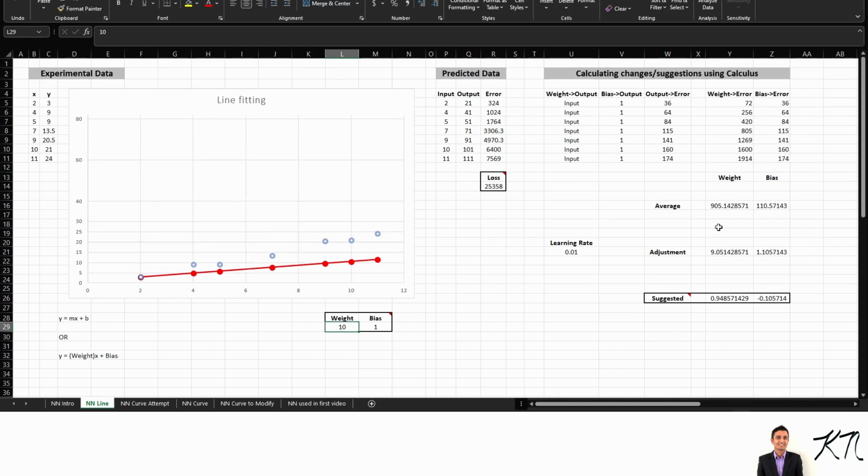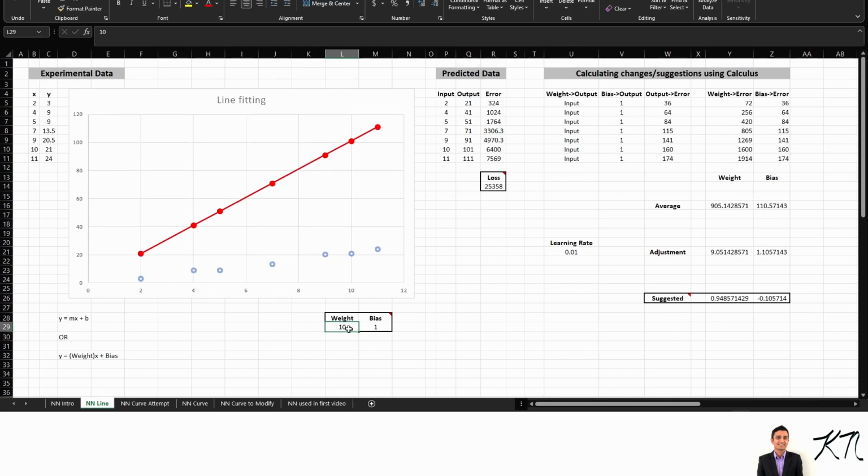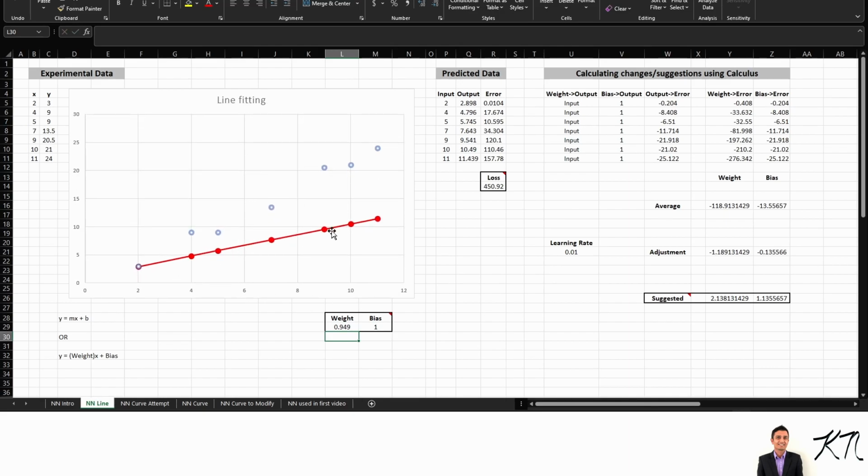So let's go back and look at this intuitively. If you look at this line, it's above, right? So you need to subtract. You need to bring it down. That's why the adjustment is positive here. You're subtracting out the adjustment. Now, when you make this change, to 0.949, the red line is now below the data points.